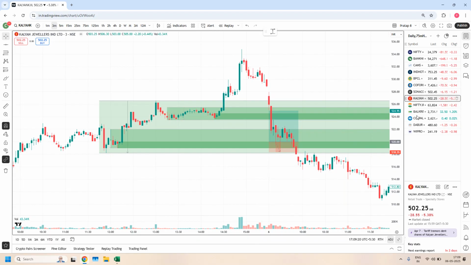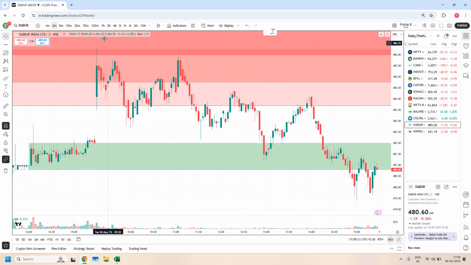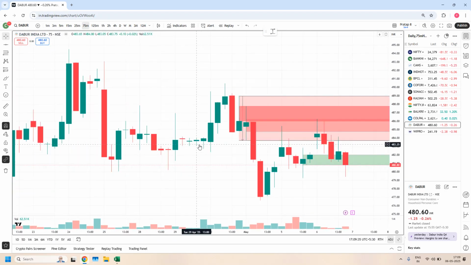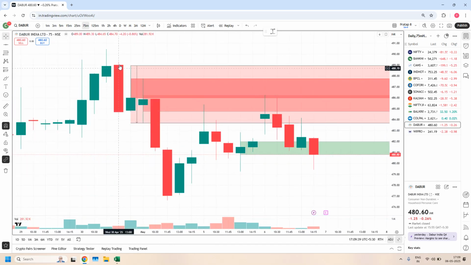I didn't remember the exact stock name. Let me check. Maybe one could be Dabur. This is a 75-minute zone. Yes, Dabur. This is a 75-minute zone: drop, 2 base candles, drop and follow through candle. This is how our software identified this zone.